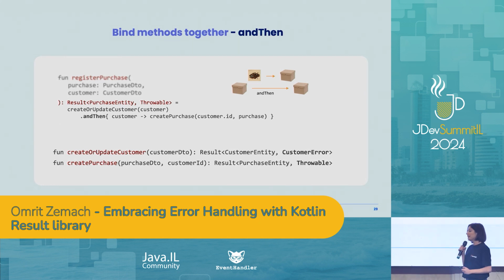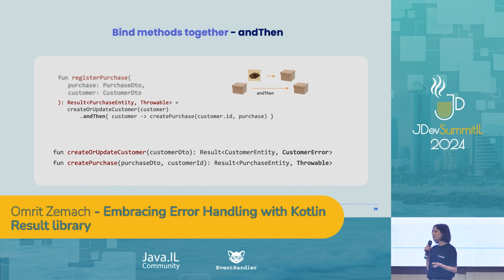But what if we would like to map the throwable type to a more specific error, or to map the success purchase entity to an output DTO? The andThen knows how to chain together two operations that return a wrapper.